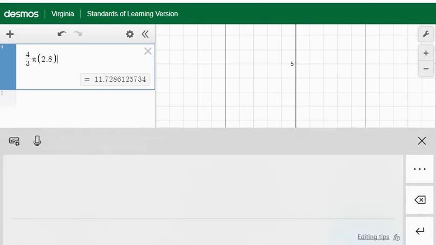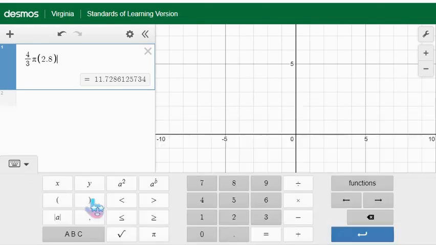Not sure why that's popping up while I'm doing video notes. It's a good thing we're not doing all of these on the calculator.